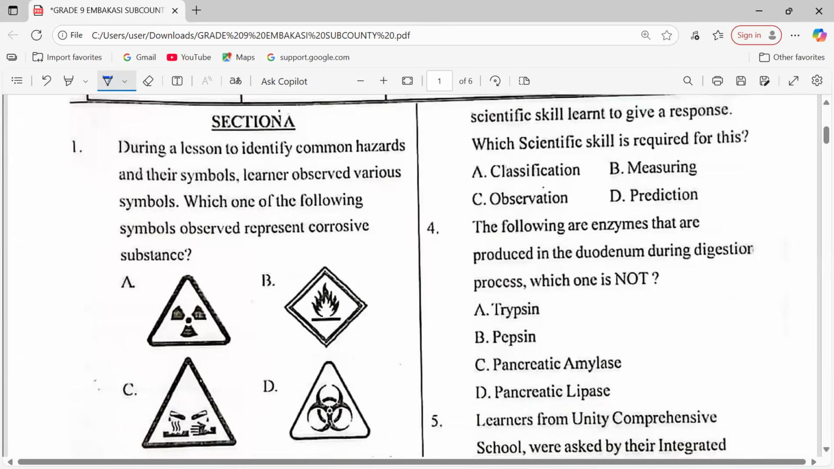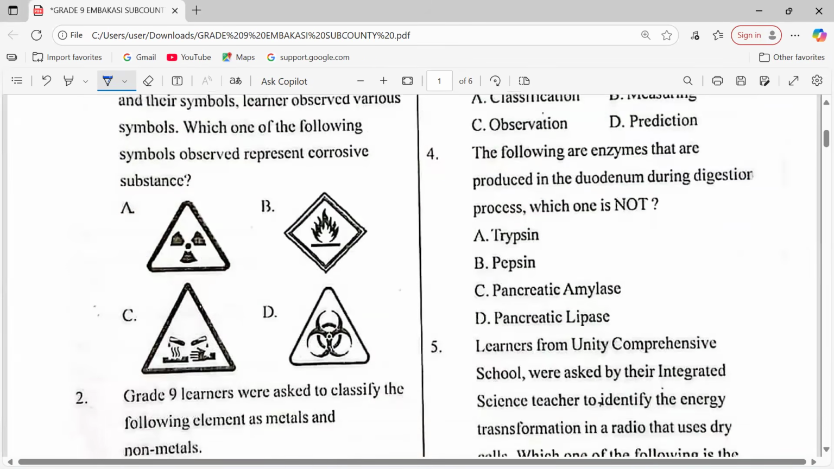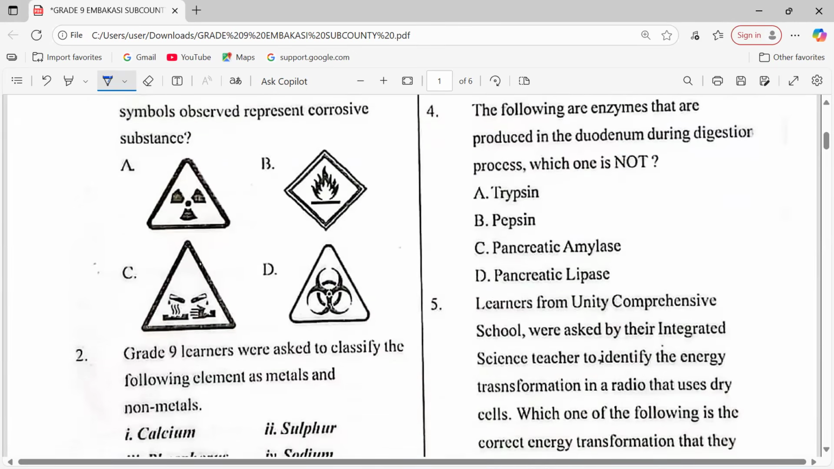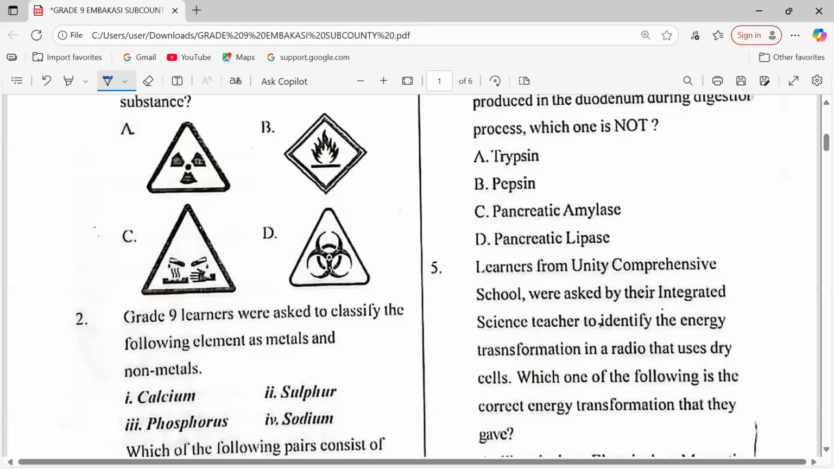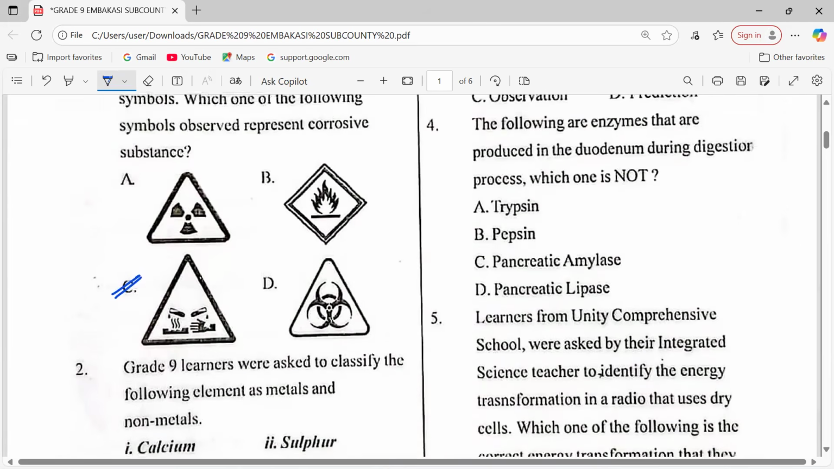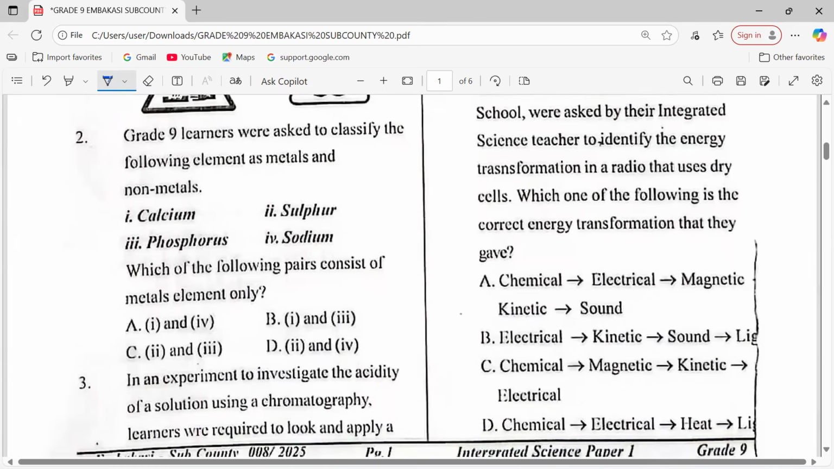Number 1. During a lesson to identify common hazards and their signposts, learners observed various signposts. Which one of the following signposts represent corrosive substances? So for corrosive substances, we have the sample in C. That is what represents corrosive substances.